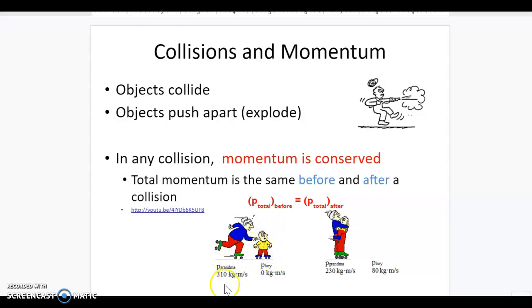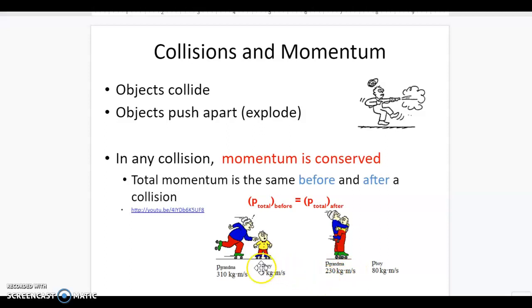Grandma has a certain amount of momentum because she has mass and velocity. So this is how much momentum she had. The little boy doesn't have any momentum because he's not moving, so his momentum is 0. Afterwards, when she picks him up, that boy picks up some momentum. He starts moving. But grandma probably slows down when she picks him up, so her momentum actually reduces a little bit.